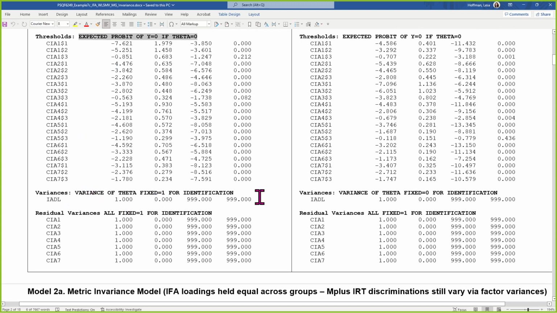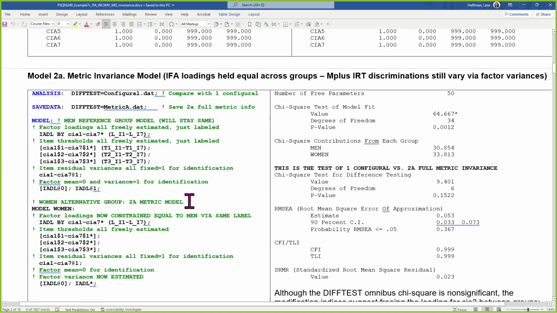Variance of theta is fixed to 1 in each group for identification, and residual variances are all fixed to 1. They have to be at this point. They're not separately estimable. So then metric.